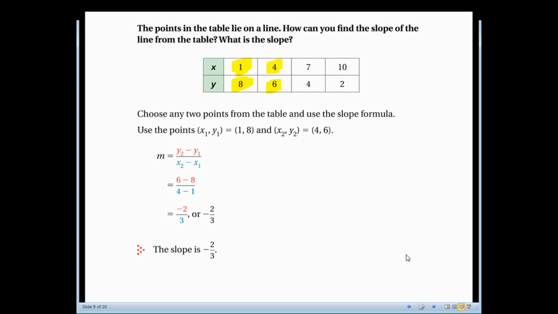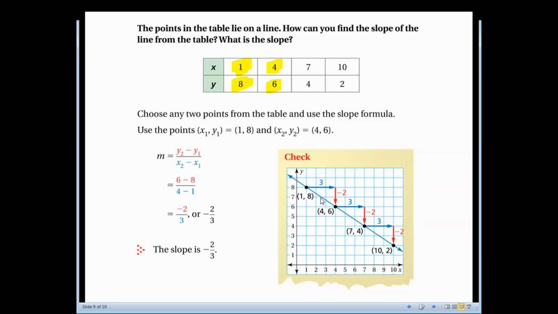So there you go. We could check that by plotting all those points on a graph, which you see here. We see the run is 3, the rise is negative 2. Run 3, rise negative 2. So there you go. We can find the slope if we're given points that are listed in a table. If we're given these coordinate points listed in a table, we can calculate slope.